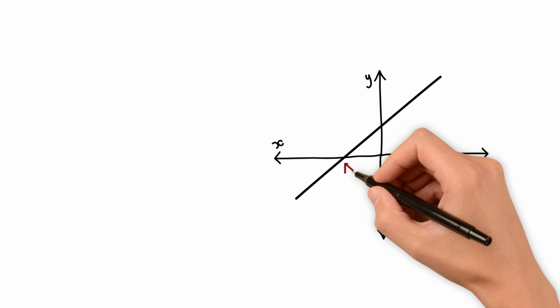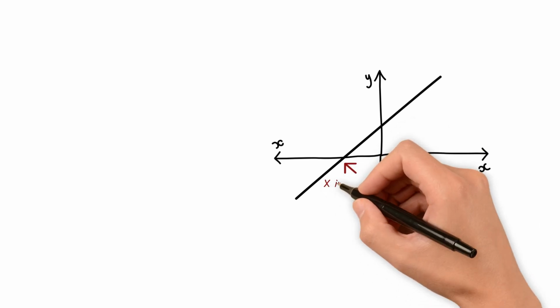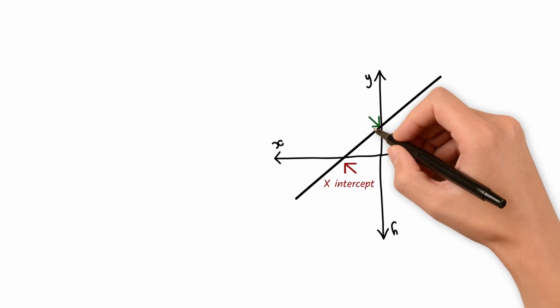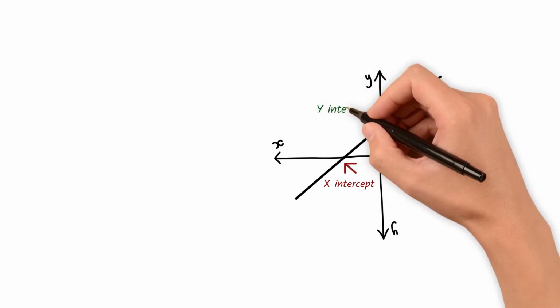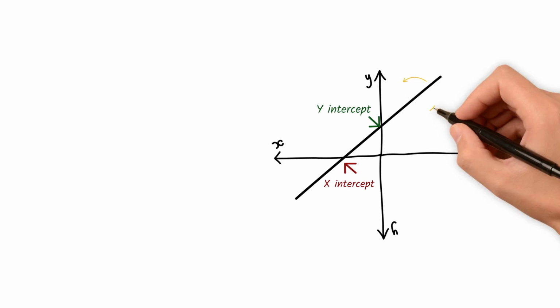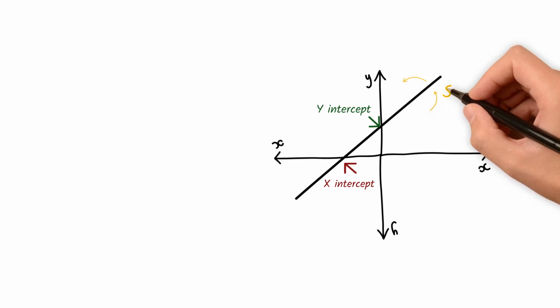Here, the point where the line crosses the x-axis, we call the x-intercept. And here, where it crosses the y-axis, we call it the y-intercept. And we measure the steepness of the line with a numerical value, which we call slope.